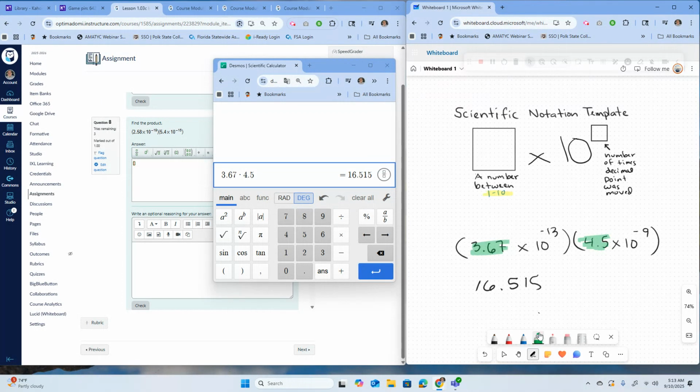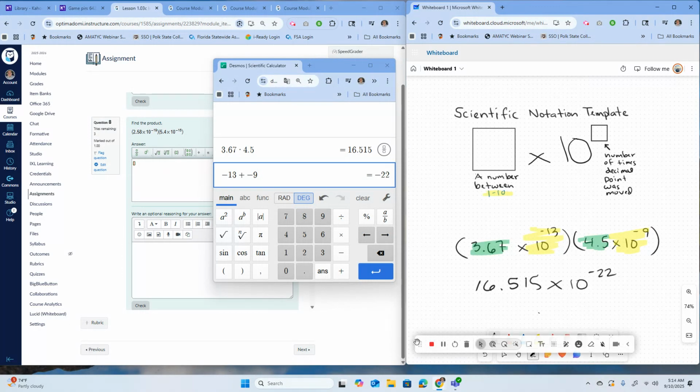Then you're going to multiply the powers of 10 with the powers of 10. But remember, you're going to keep the 10. The way you multiply the powers of 10, you keep the 10 and you add the exponents. So I'm going to do that in the calculator again. I'm taking the exponent negative 13 and adding the exponent negative 9, and you can see I got negative 22.